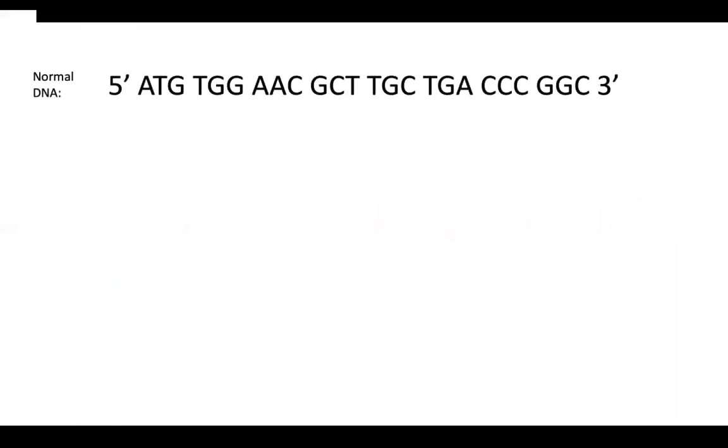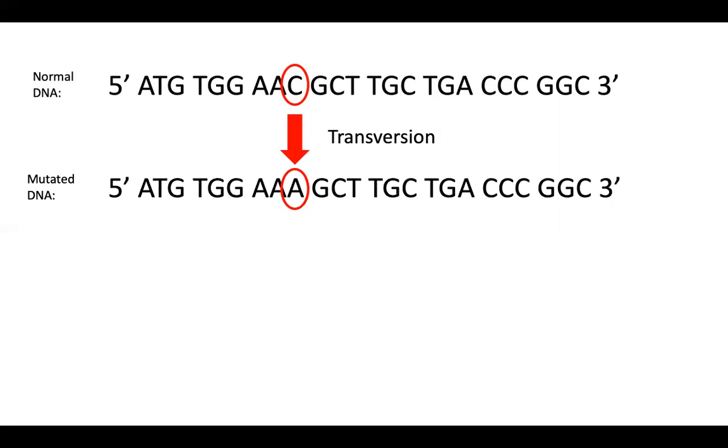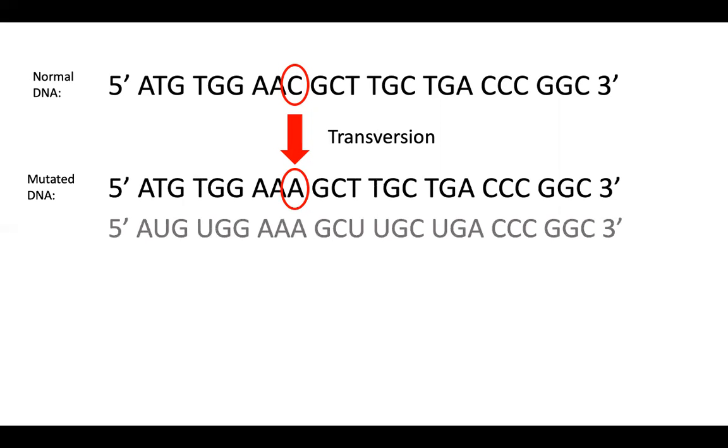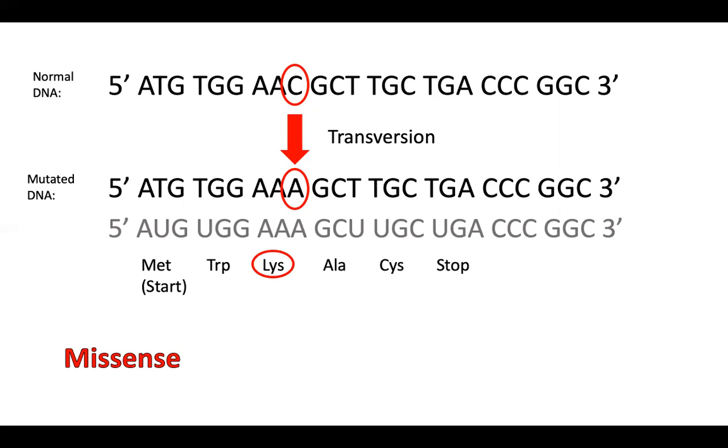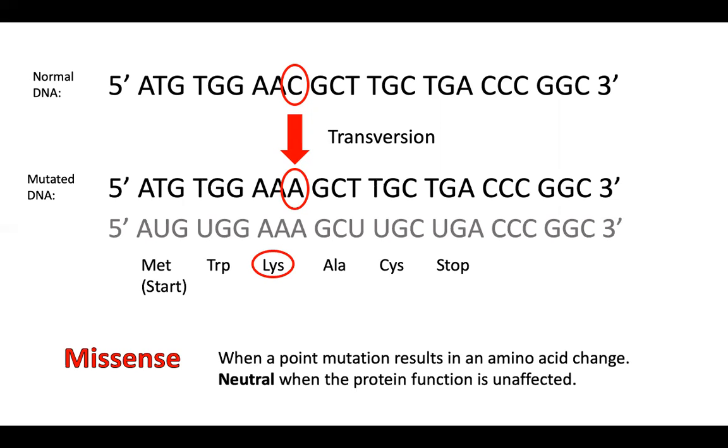So say the point mutation is a transversion at this third codon, and the cytosine is replaced with an adenosine. Then this would be the mRNA transcribed, and during translation, the start codon would be the same, so would the UGG coding for tryptophan. But whereas the original amino acid sequence had asparagine next, AAA codes for lysine. The rest of the sequence is unchanged. This single nucleotide substitution changes an amino acid, and we call this a missense. The amino acid change could affect the protein function, and if it does not, it is neutral.